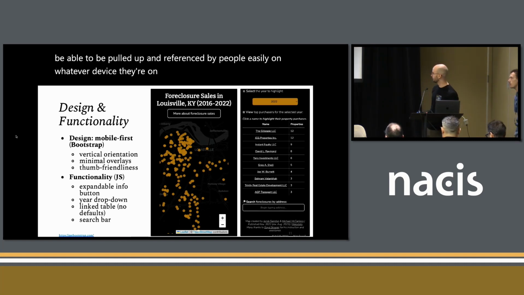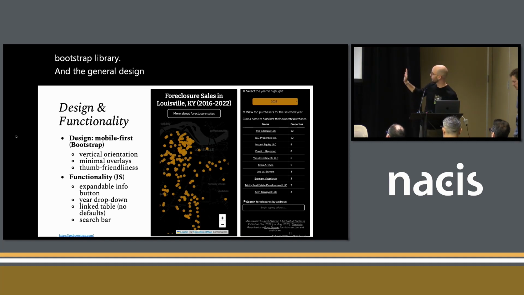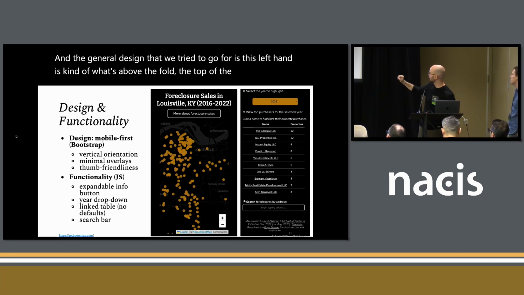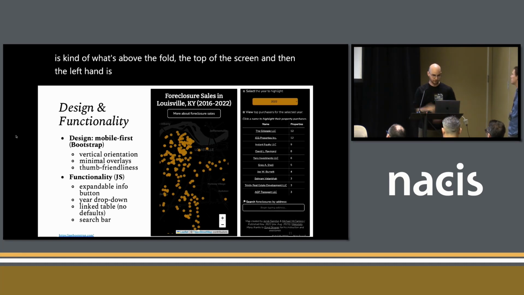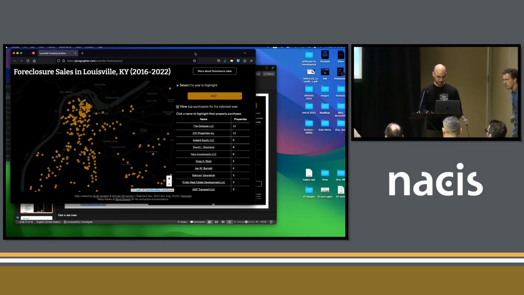So we really built this, again, with Leaflet, JavaScript, pulling in some Bootstrap library. The general design that we tried to go for is that the left hand is what's above the fold, the top of the screen, and then the right hand is our functional tools associated with the map. And so I'll actually just jump over to the map quickly, if we can do this.